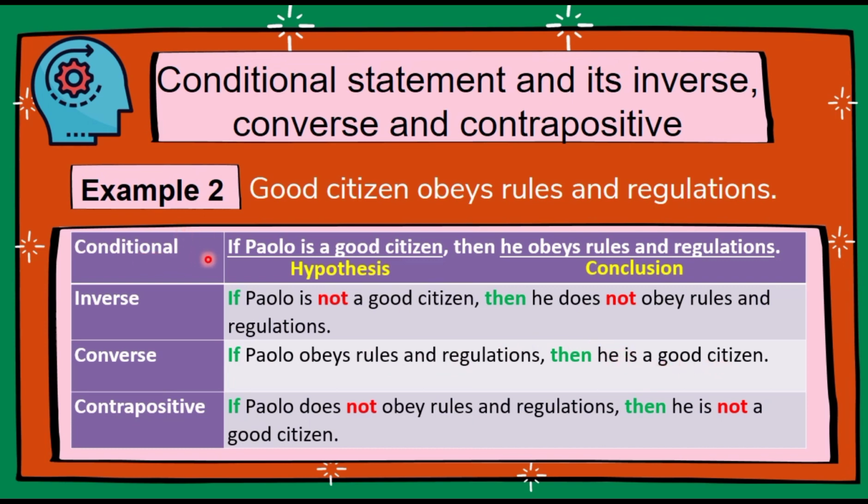Lastly, contrapositive statement. So to form the contrapositive statement, we simply negate the converse statement. We will negate this statement. So how? We simply put the negation word not on the hypothesis and the conclusion. So what is the contrapositive statement? If Paulo does not obey rules and regulations, then he is not a good citizen.